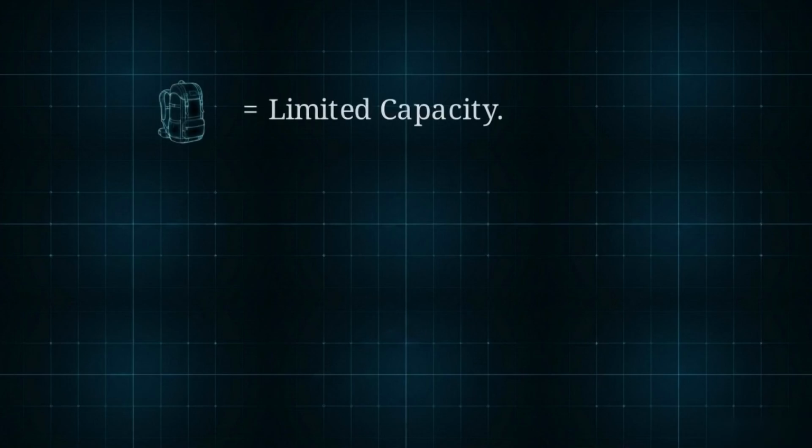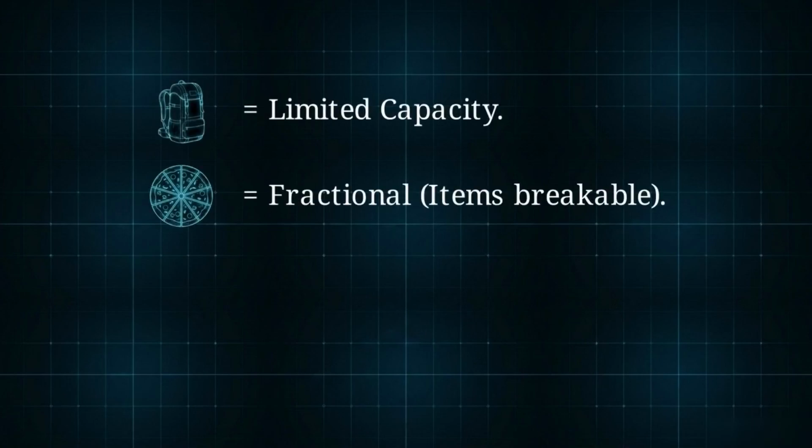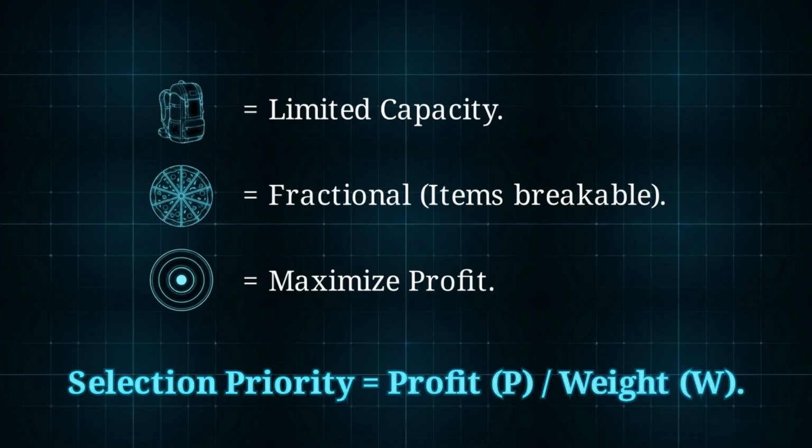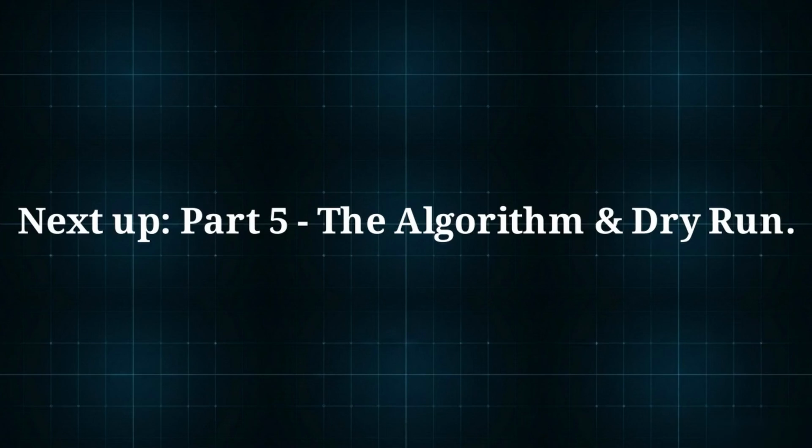For exams, keep these visual shorthand rules in mind. The knapsack represents our strict capacity limit. The pizza means it's a fractional problem where items can be broken down. Our target is maximizing profit, always selecting items by their profit-to-weight ratio. This foundational logic is all we need to construct and execute the step-by-step algorithm. We will run through that entire process in the next video.